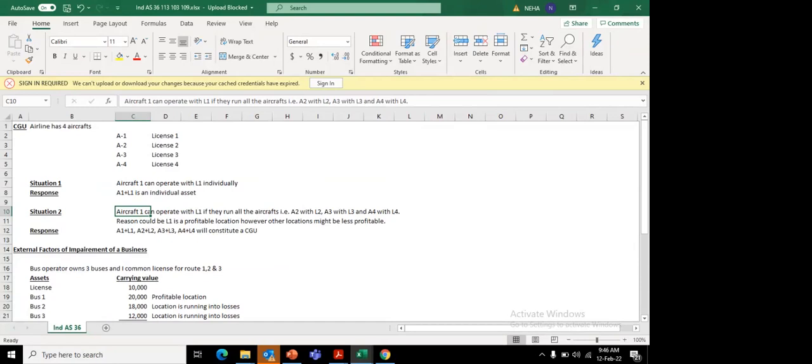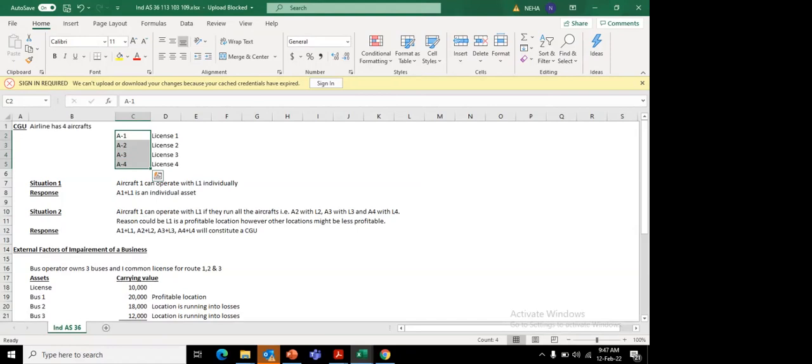So here we cannot say that we have one single asset. Here we will say that we have a cash generating unit, and that cash generating unit will have all the 4 aircraft under it. Why? Because here aircraft 1 is not able to independently earn revenue. That is why the revenue earning is dependent on the other aircraft also. So that is what we mean by a cash generating unit.